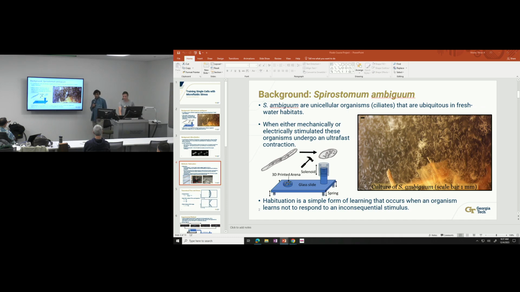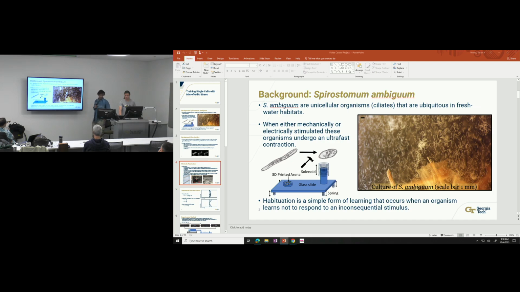The learning or training that happens in these organisms is called habituation. It's a very simple form of learning that occurs when an organism learns not to respond to an inconsequential stimulus. A similar analogy would be if you walk into a room and there's a really loud noise, and at first it's very stimulating, and then you just kind of tune it out. Obviously, it's a little more complicated in us because we're neural organisms and a lot more complex interactions are going on, but it's a lot simpler at the scale of these organisms.